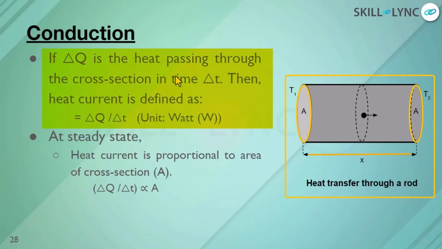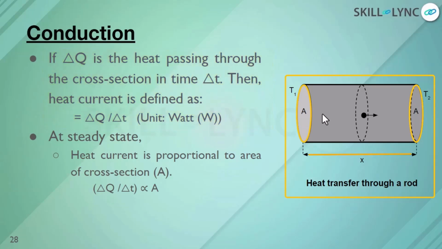If del Q is the heat passing through the cross section in time del T, then heat current is defined as del Q by del T. If del Q heat is transferred through a cross section in time del T, then heat current is del Q by del T, where the unit of heat current is watt.